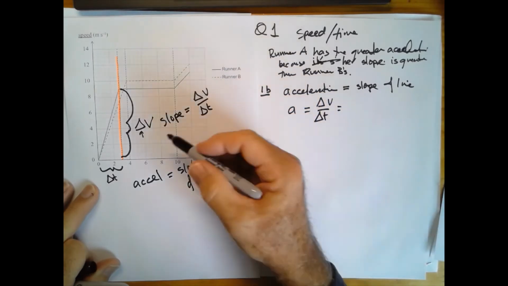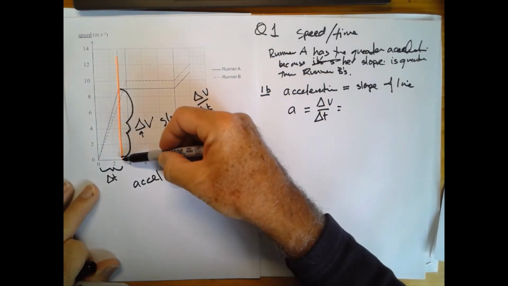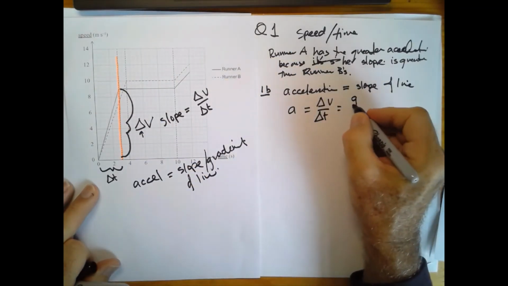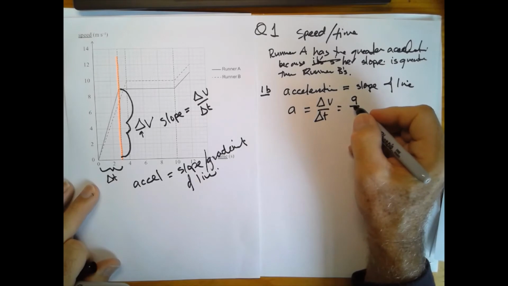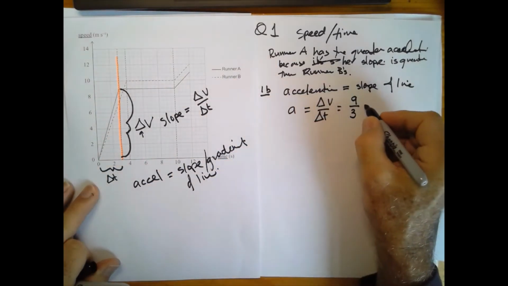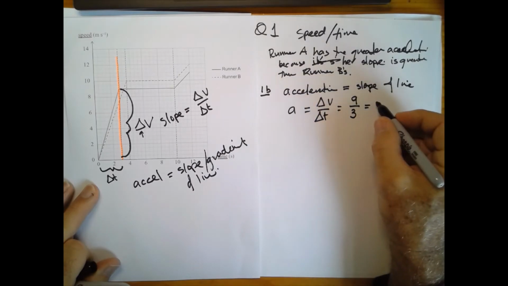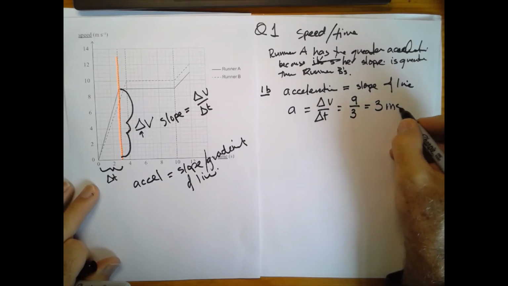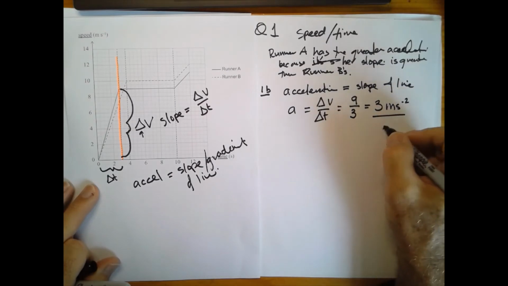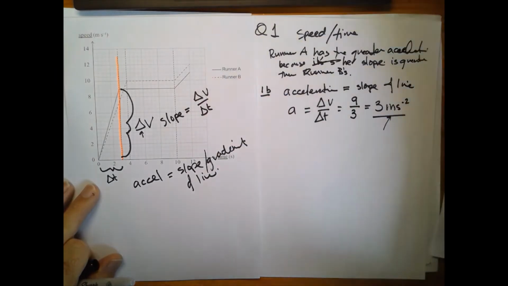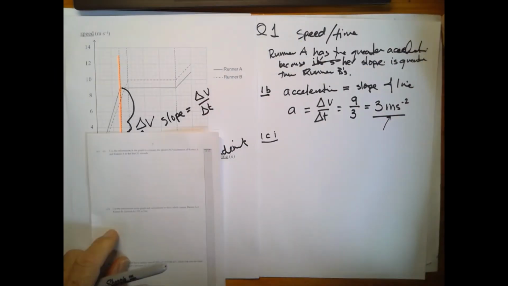In this case, the change in speed goes from 0 up to 9, so the change of speed is 9 meters per second. The time taken is 3 seconds. So the acceleration is 9 divided by 3, which is equal to 3, and the units are meters per second squared. So make sure you get your units in there as well. That's 1b.